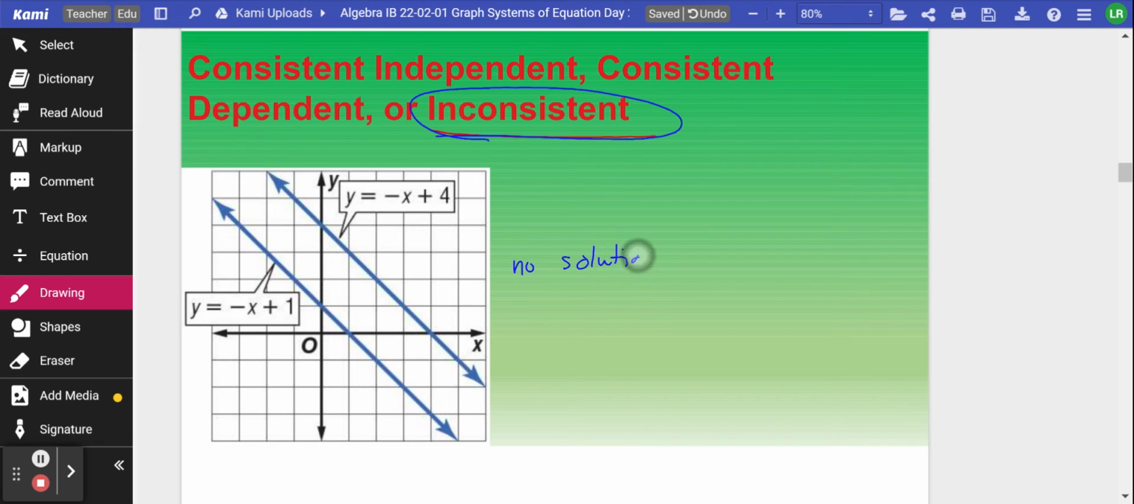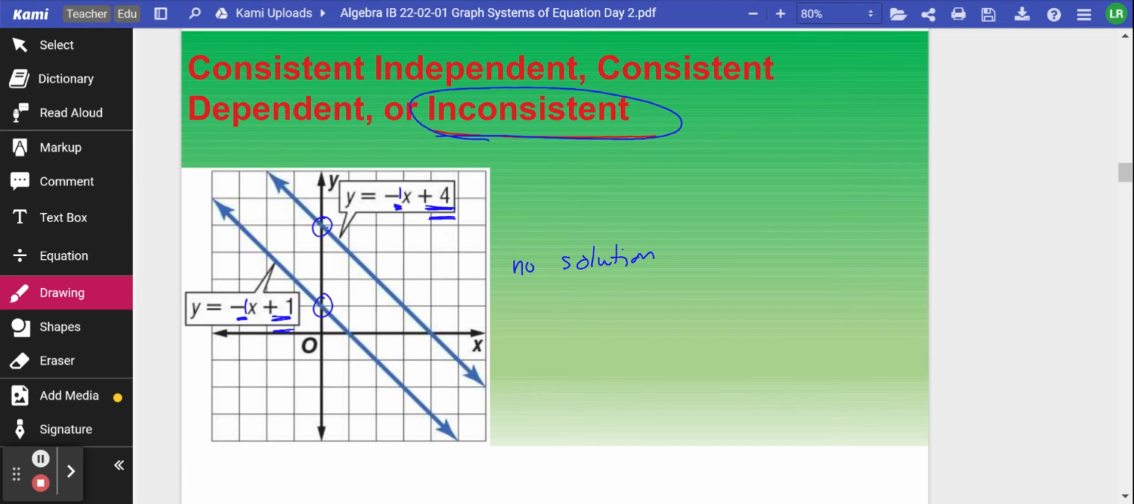Now, what I want you to notice is with an inconsistent system, both of the slopes are the same. Both of the slopes are -1. But their starting points, the y-intercepts, are different. And that should happen every time. So if I'm going to say it's an inconsistent system, they better have the same slopes and different starting points. That's got to happen.